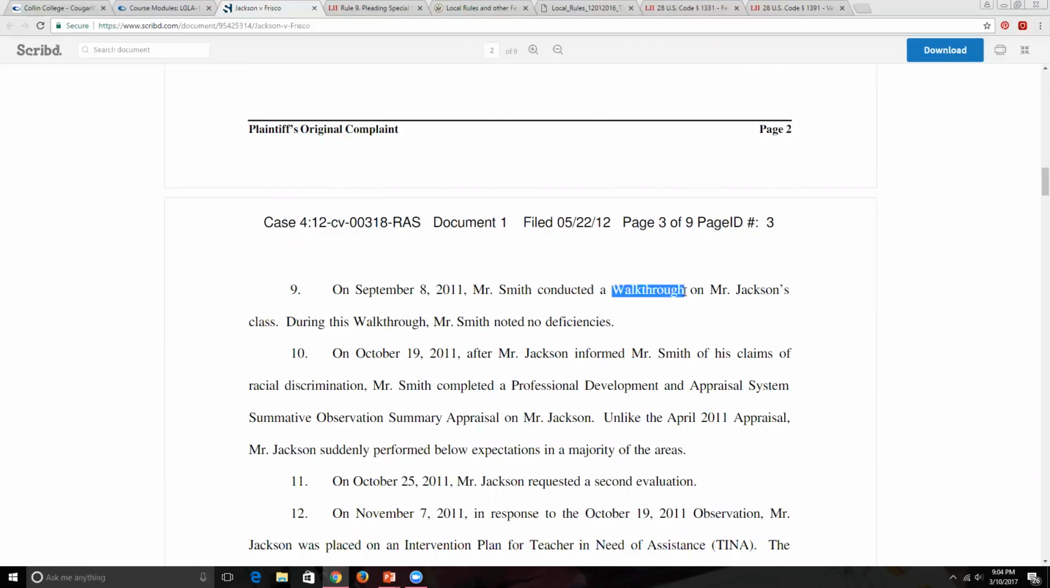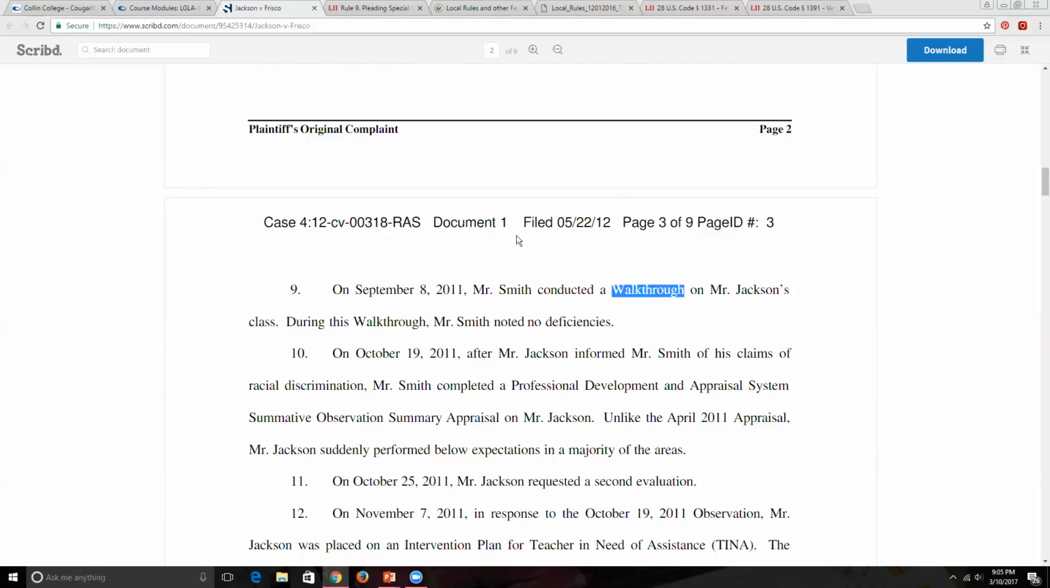Just common sense kind of suggests that what a walkthrough might be is a brief classroom visit. That's my guess. But I think it would have been a good idea to define what a walkthrough is and how a walkthrough is conducted and what the report that is generated through this indicates, and whether this is a common thing or something that was unusual to have happened.